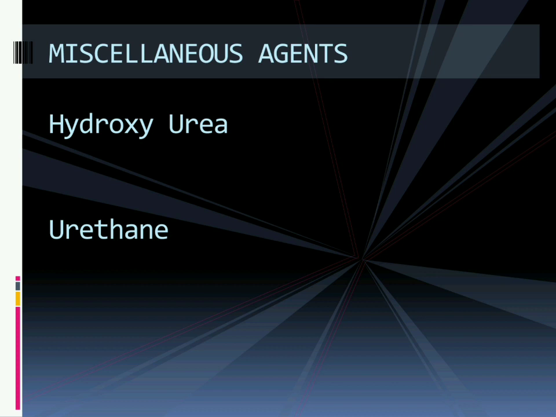Hydroxyurea. It is a white odorless crystalline powder and is hygroscopic in nature. It gets decomposed in presence of moisture. Hence, it is stored in a well-closed container. It is used in tumors of the ovary and in chronic myeloid leukemia. It is usually administered orally. Urethane. It finds use in the treatment of chronic myeloid leukemia.